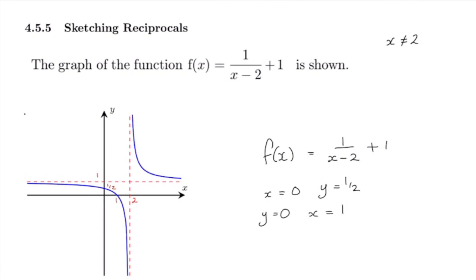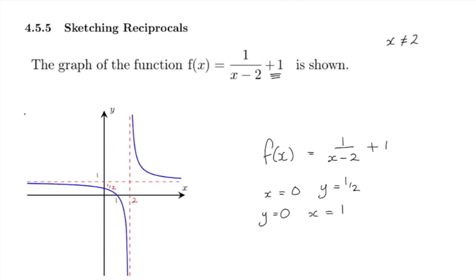We've also got a horizontal asymptote at y equals 1, and that's because when we are transforming the graph, the plus 1 at the end has pushed what was the horizontal asymptote, which was the x-axis, up to 1, so we get y equals 1.